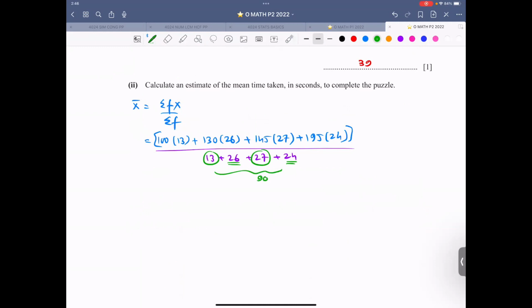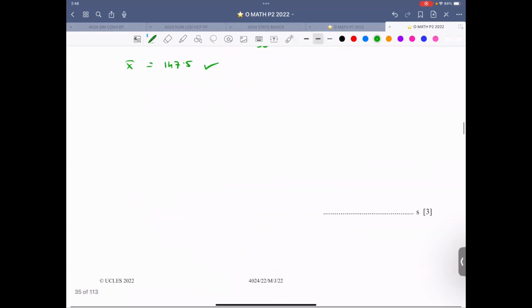And then you use a calculator and then you get this value. This value comes out to be 147.5. So 147.5, that is the mean. And of course, write it over here, 147.5. And this is in seconds.